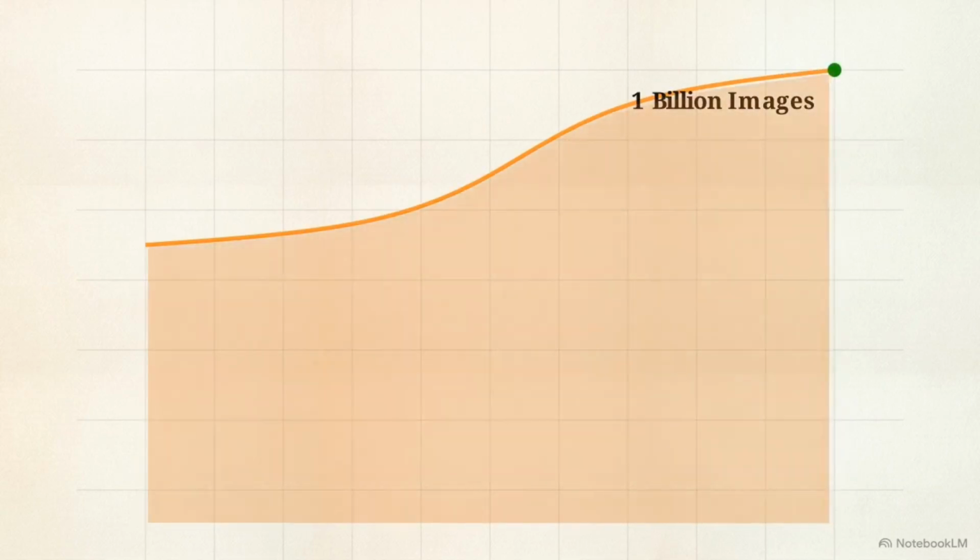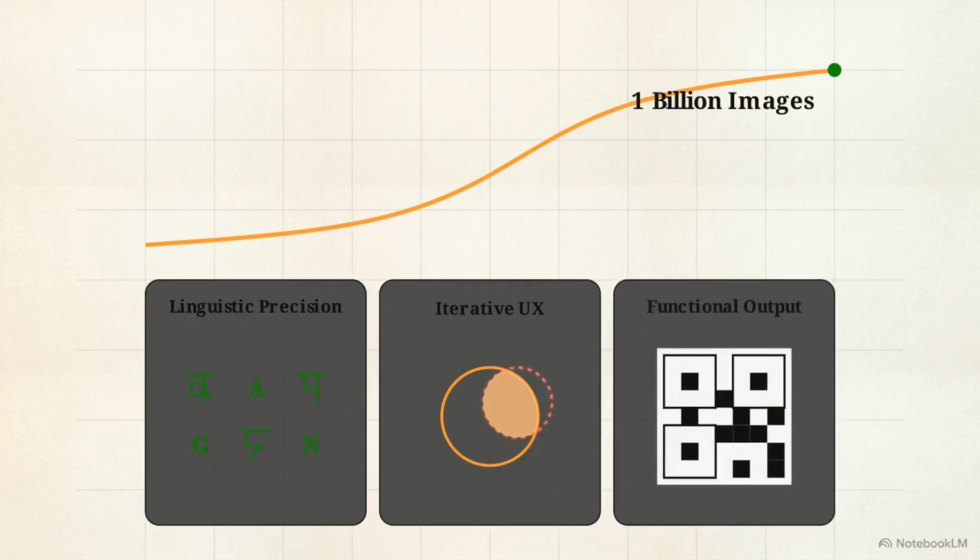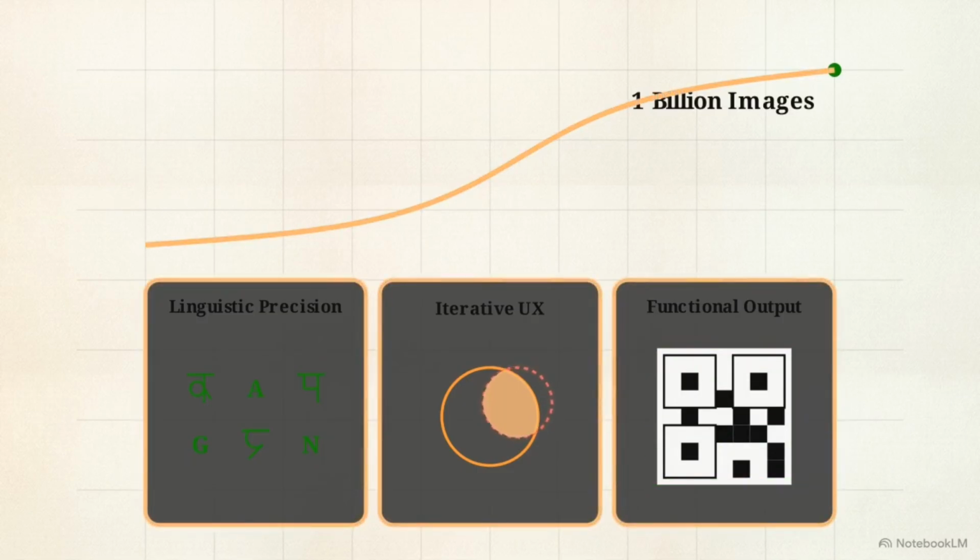The first pillar is linguistic precision. It must be native, not translated, to effectively capture emerging markets. The second pillar is iterative UX. It has to eliminate the need for third-party software, turning the chat interface into the entire design suite. The third pillar is functional output, proving that long-term retention relies on logic-driven commercial utility, not aesthetic generation.